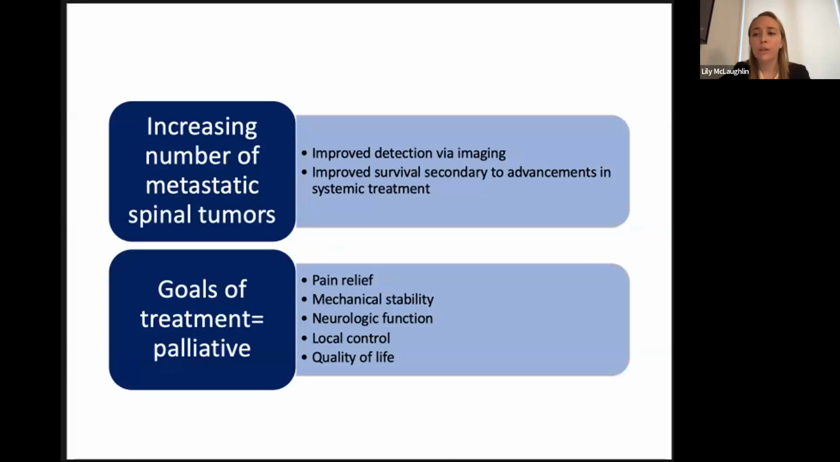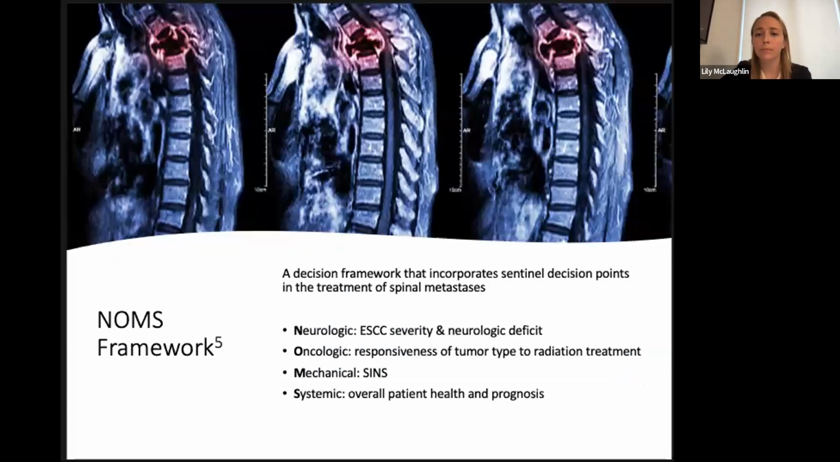It's also important to note that these numbers are just likely to continue to increase thanks to advancements in both imaging as well as in systemic treatment options, specifically immunotherapy. And now, before we dive into the NOMS framework, it's important to also remember that our goal with these patients is always going to be palliation. We aren't aiming for a cure here. We want to get these patients out of pain, preserve neurofunction, and overall really just ensure that they're having the highest quality of life possible.